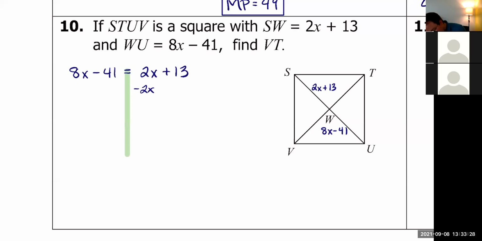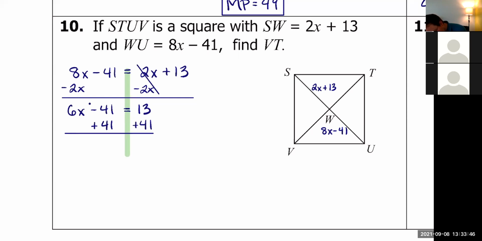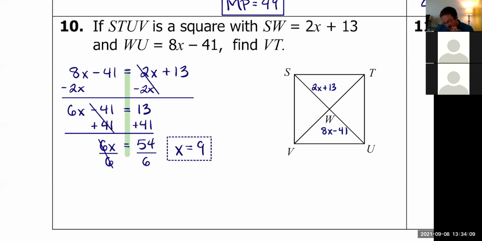Subtract 2x from both sides. I get 6x minus 41 equals 13. Add 41 to both sides. I get 6x equals 54. Divide by 6, I get, hopefully, x equals 9. Almost said 7. That was my bad. But x isn't what I was looking for.